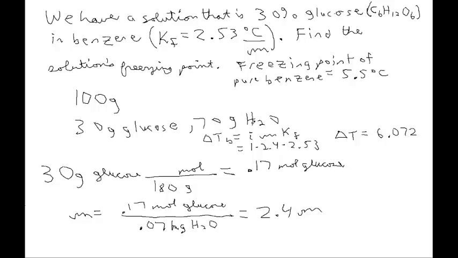Well, since it freezes at 5.5, we subtract 5.76, and we get negative 0.26, so negative 0.27 degrees Celsius. Good. Now, for some reason, my numbers came out different. I don't know if one of us made a calculator mistake or we're just rounding differently. But anyway, I would do 5.5 minus 6.072, and then I would get this answer.